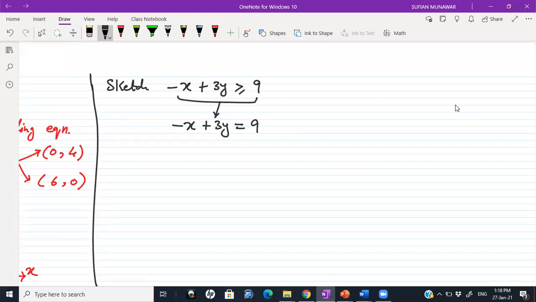Once you have converted this inequality into an equation, the next step is to take 2 points. We will get 2 points from this equation. First of all, I will put x to be 0, and y comes out to be 3. Now for the second point, you will put y as 0, and x will come out to be minus 9.